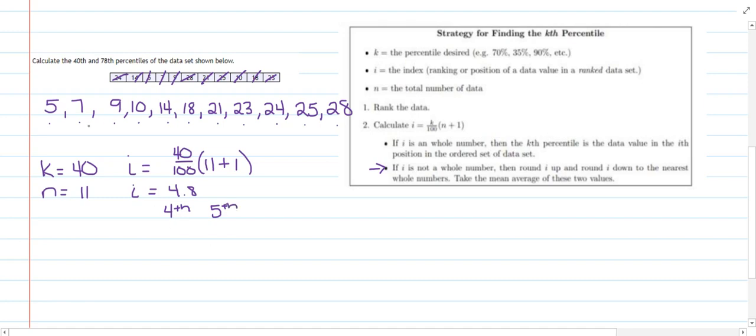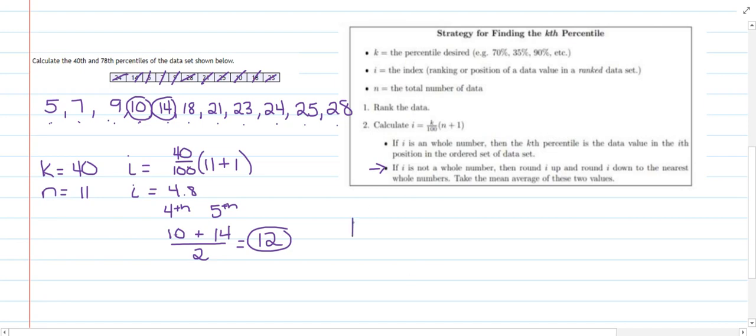Okay, so the 4th number in our data set is 1, 2, 3, 4. That's going to be 10. The 5th number in our data set is 14. Okay, so you're looking at the 4th and the 5th number, and then you're taking the average of these two numbers. So 10 plus 14 divided by 2 would give us 24 divided by 2, 12. So your answer here is 12.